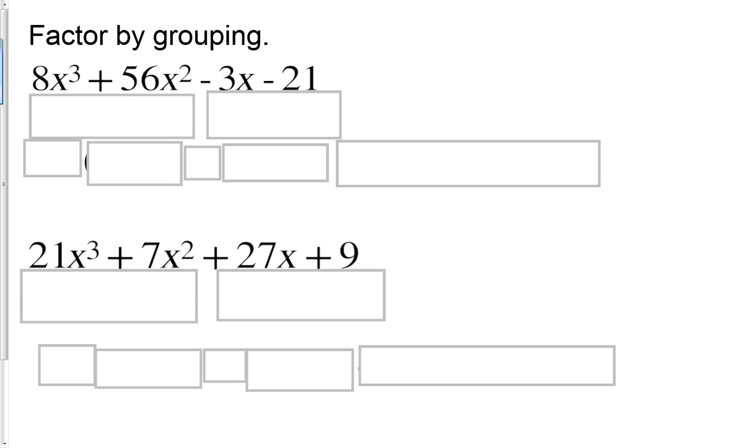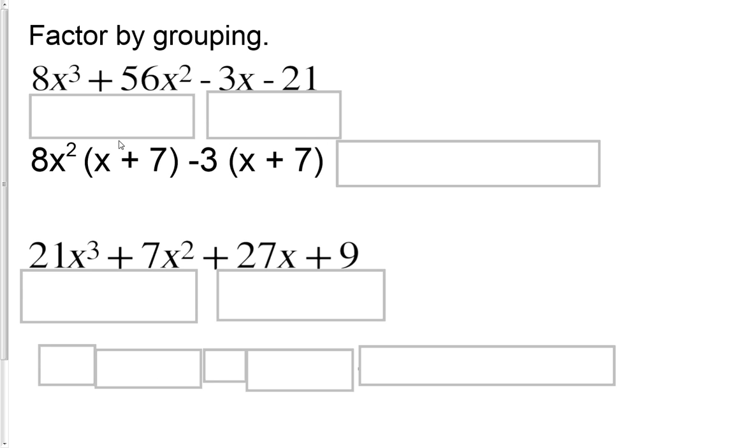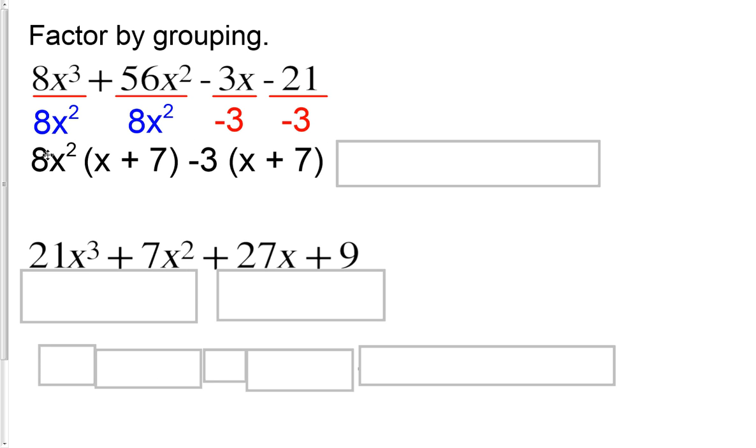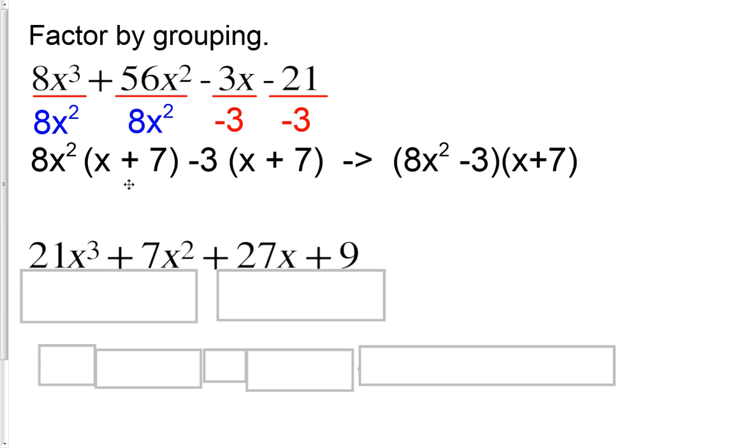And now with this problem, we're going to end up taking out 8x squared from both pieces. And then on these sides, we're going to be taking out a minus 3. And we're going to be left with an x plus 7. And so if you matched, we got 8x squared minus 3 times x plus 7.